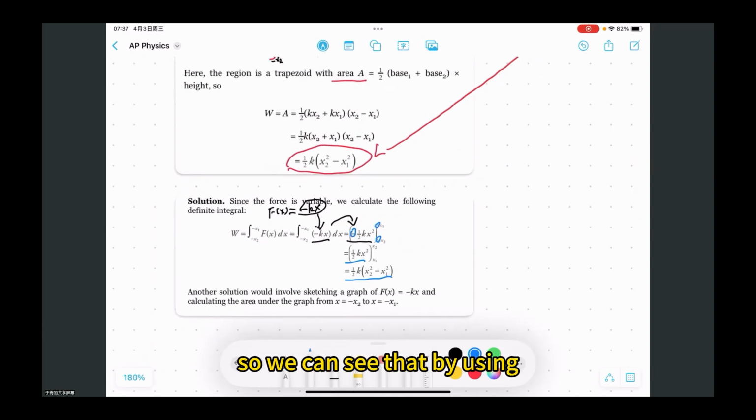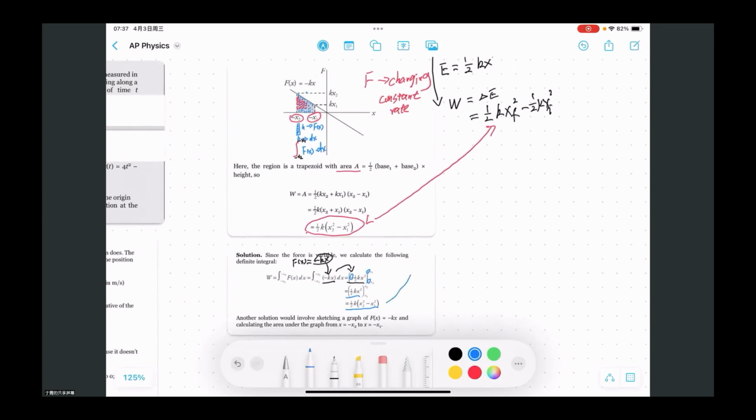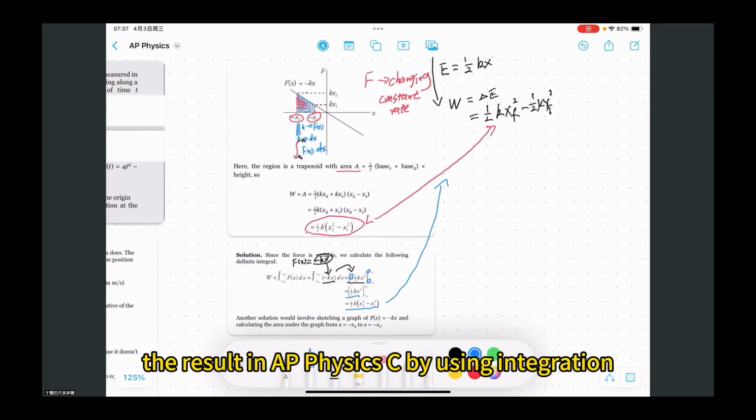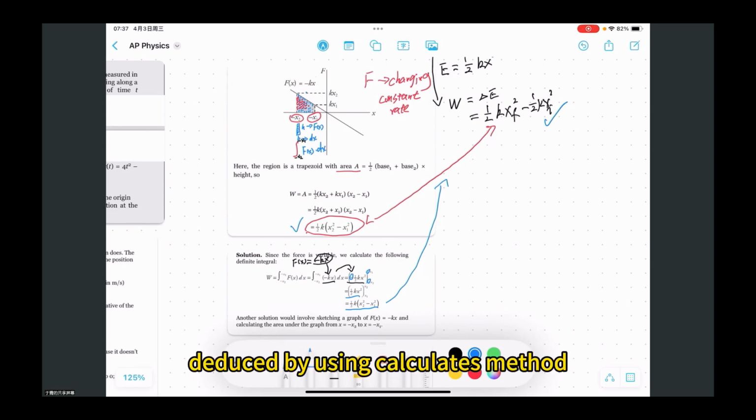So we can see that by using those three methods, we get the same result. Which means the result in AP Physics C by using integration can prove the result from the formula. Or we can think in this way, many formulas we have learned in AP Physics 1 are just conclusions deduced by using the calculus method.